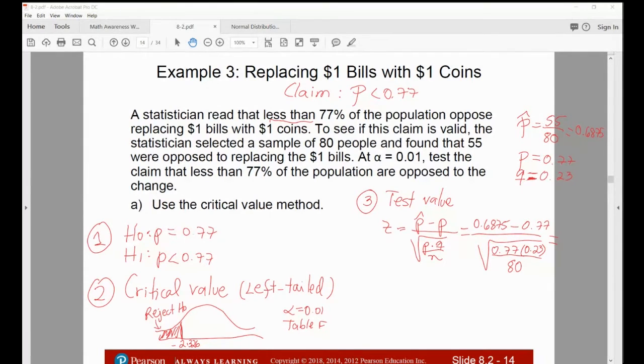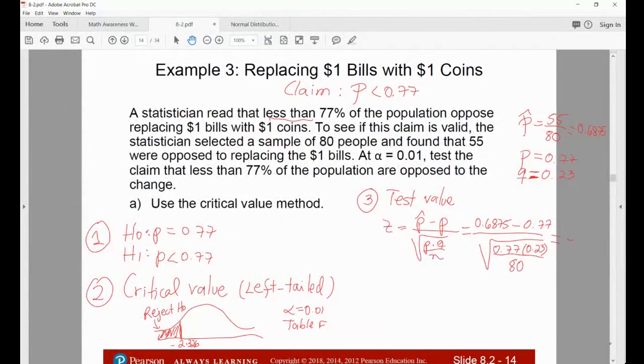Let's round it to 2 decimals. Negative 1.75. Very good. So negative, because 0.6875 minus 0.77 is a negative number. The denominator is always positive, so negative divided by positive is negative.